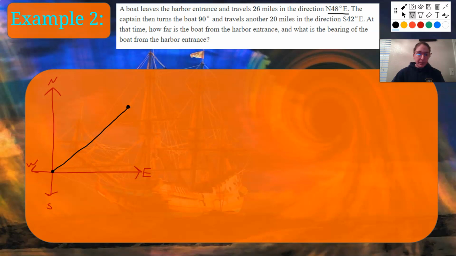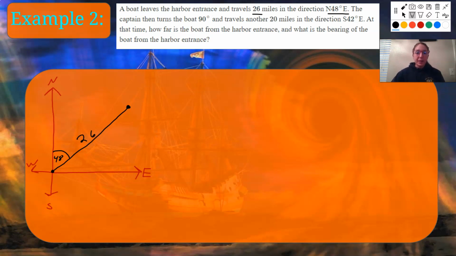And it doesn't go on forever, right? I know, so what do I know? I know this angle that was formed here is 48 degrees because we went north 48 east, right? And I also know that the length of this line that I just drew is 26 miles because we went in that direction for 26 miles. So I currently have this information from my first sentence.